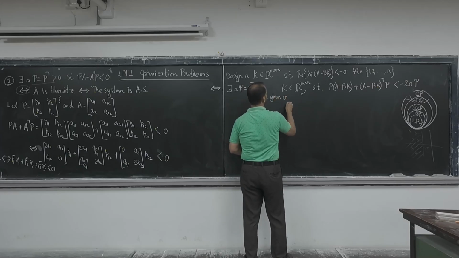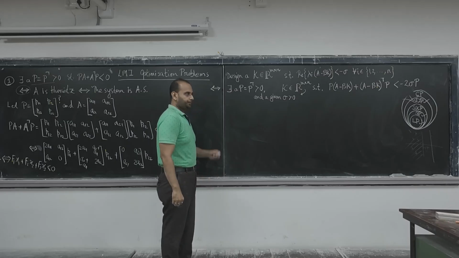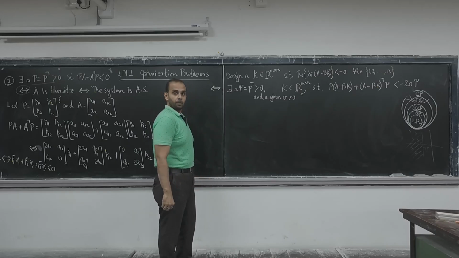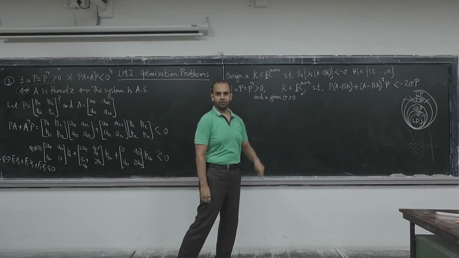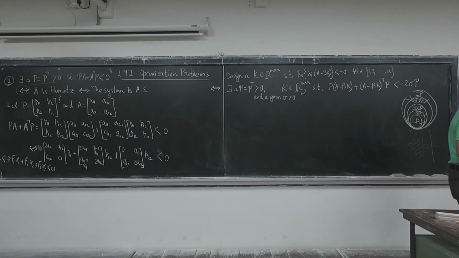Can we not write A minus BK plus sigma I is Hurwitz? You can solve it. Ultimately it will translate into the same thing. You are right, Sudarshan, what he has said is correct. Earlier what we wrote, we can write as A minus BK plus sigma I is Hurwitz. Exactly the same. Good.